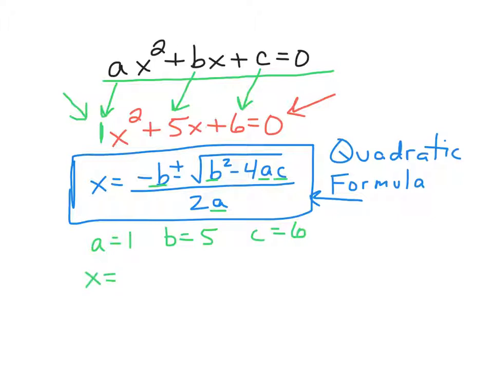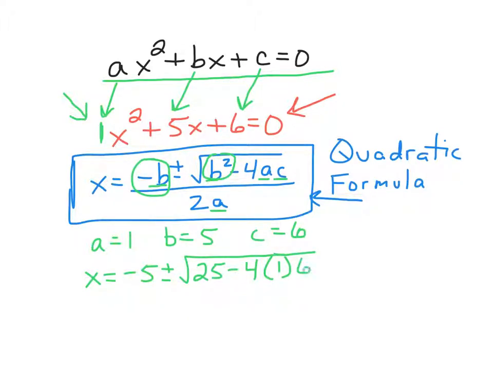I know x is equal to the opposite of b. Well, b is equal to 5, so the opposite of that is negative 5 plus or minus the square root of, I need b squared. Well, b is equal to 5, so 5 squared is 25. Subtract 4 times a is equal to 1, times c is equal to 6, all over 2a. A is equal to 1, so 2 times 1 is equal to 2. So now I know that x is equal to the opposite of 5 plus or minus the square root of 25 minus 4 times 1 times 6 all over 2.